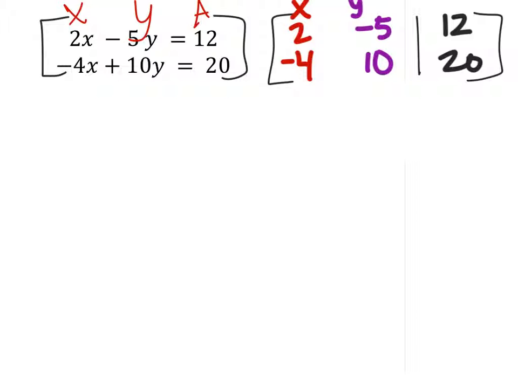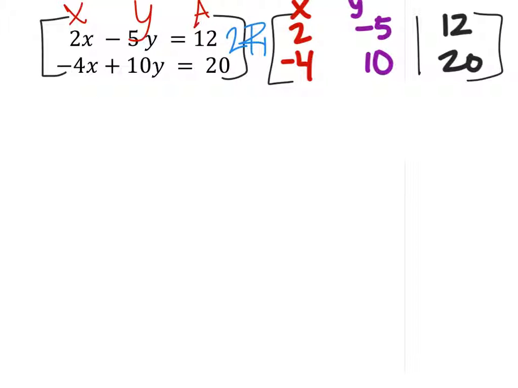So in other words, what I want to do here is I'm going to take row 1 and multiply it by 2, which will make the coefficient of x. I'm just planning on eliminating the x. That will make the coefficients the same but opposite. Okay, so 2 times this 2.